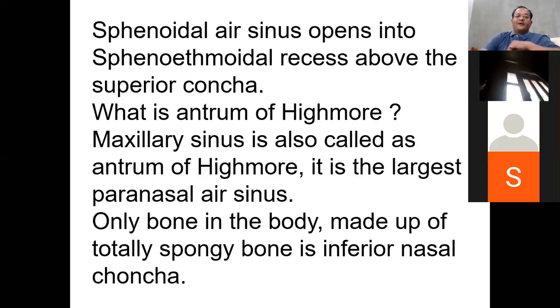What is antrum of Highmore? Maxillary sinus is also called the antrum of Highmore. It is the largest paranasal air sinus.